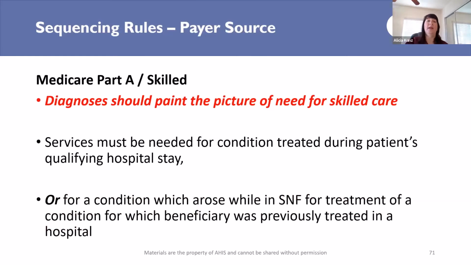For Medicare A, when you're coding, you want to think, is this a clear picture? Are the codes I'm submitting supported by clinical documentation? And do they show that this resident needs skilled care? That's what's important. So just know for Medicare, your coding has to be for services that are needed for a condition that was treated while they were in the hospital during that qualifying stay, or for a condition which cropped up while they were in your care for which they were previously treated in a hospital.